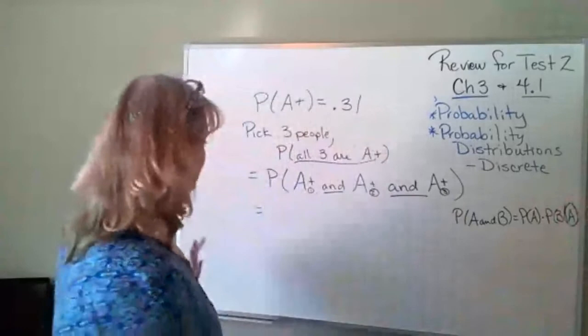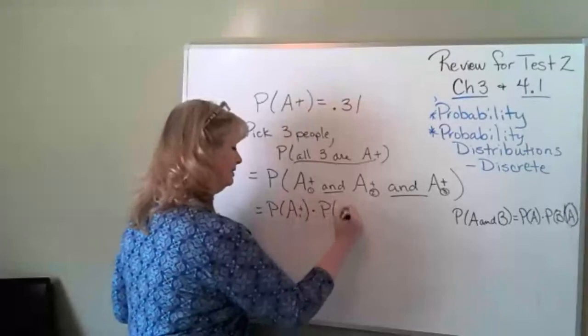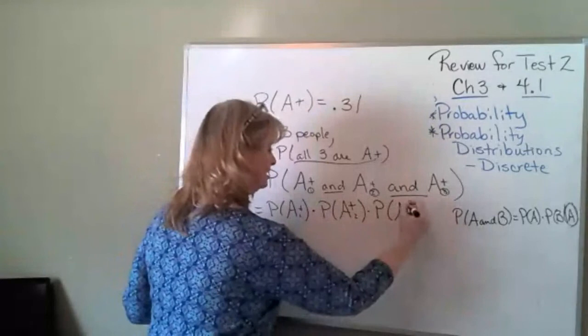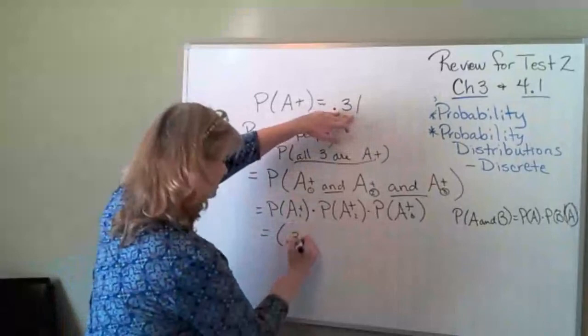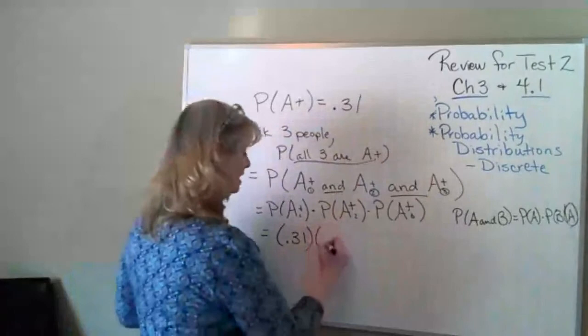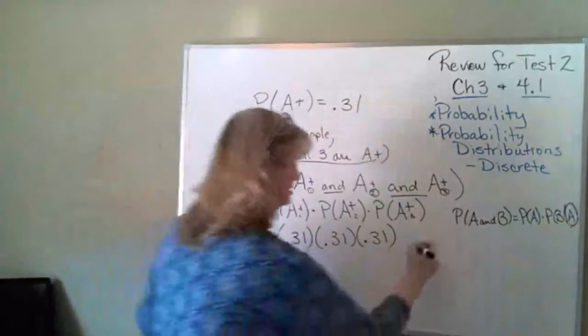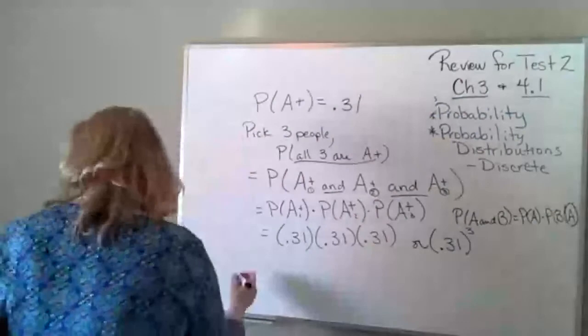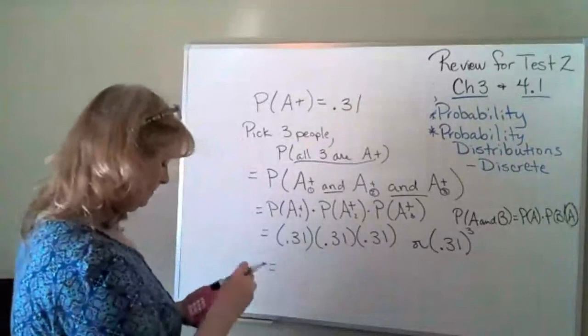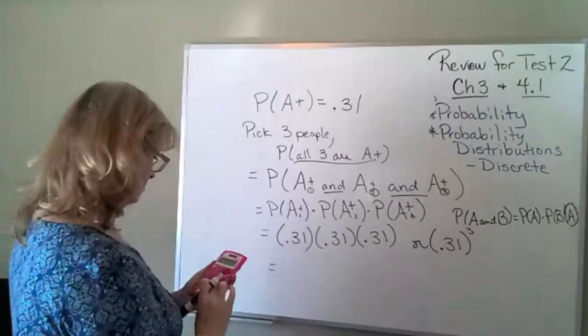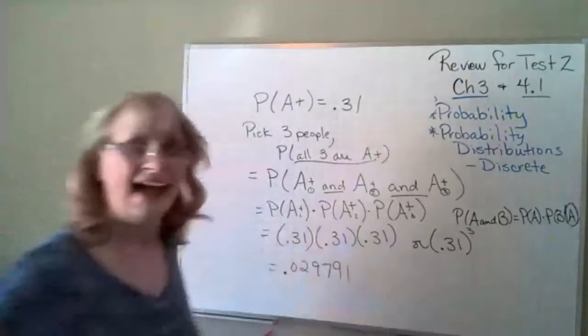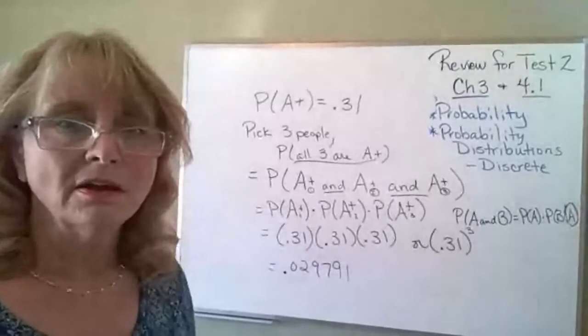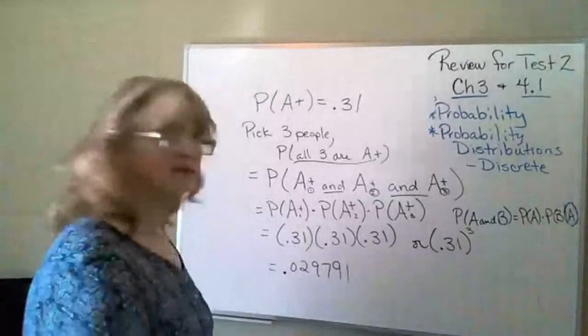And so I can just do the probability the first one is A positive times the probability the second one is A positive times the probability the third one is A positive. And basically it's just taking that probability, because that's the probability any randomly selected person is A positive, and you're going to multiply it three times. So another way you can look at it is we're taking 0.31 and raising it to the third power. That is 0.029791. And then let me look at that and see if there were rounding instructions. There weren't, but it was multiple choice. So the correct answer was 0.03.